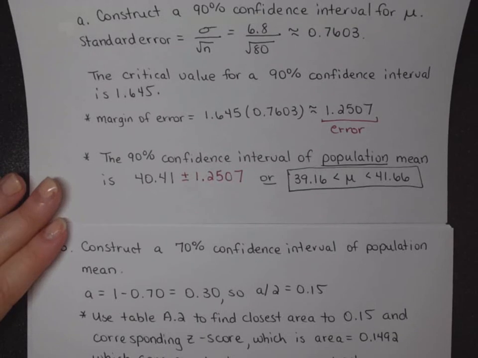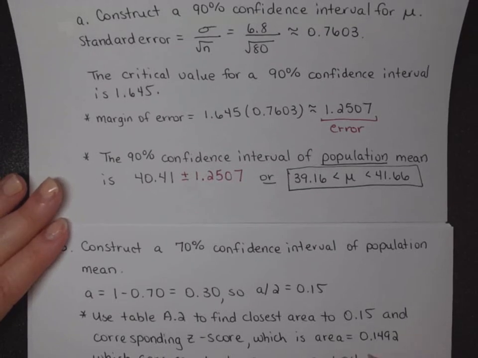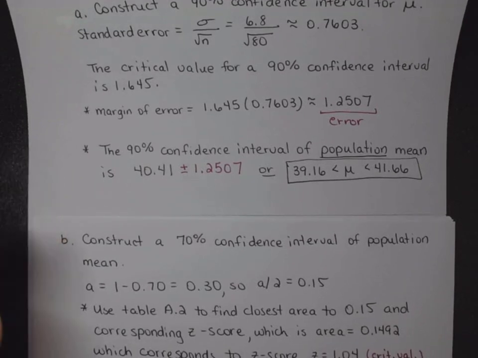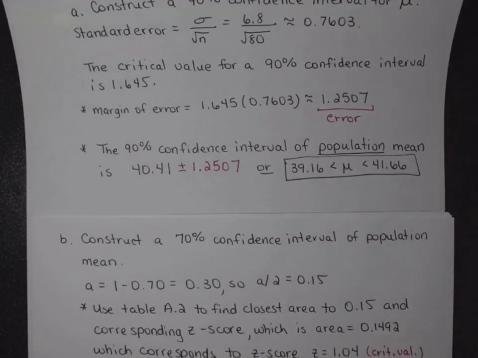So now that we have the critical value, or the important value, now we can do our margin of error. So our margin of error would be 1.04 times the 0.7603 from above. So I didn't do this one ahead of time. 1.04 times 0.7603 is 0.7907.